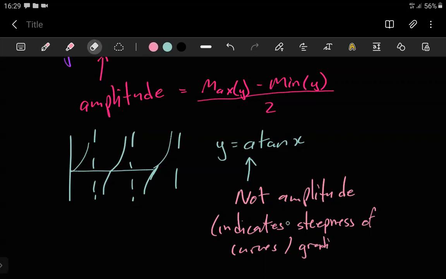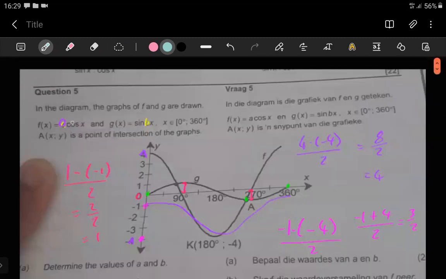No, steepness of curves, of which steepness is referring to gradient anyways. So that's fine. Let me just make an arrow here: gradient, slope, whatever you want to use to remember. So that's what A does.